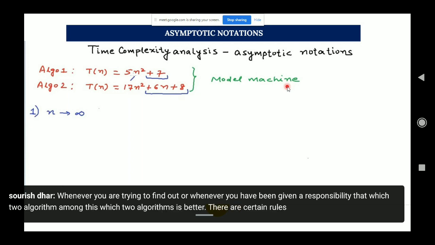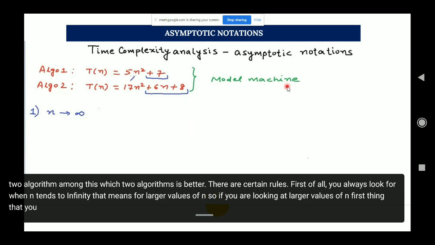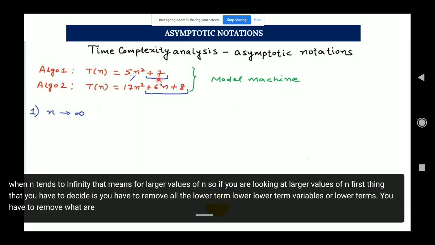First of all, you always look for when n tends to infinity. That means for larger values of n. So if you are looking at larger values of n, the first thing you have to decide is to remove all the lower terms. What are the lower terms? In the first case it is 7, and in the second case it is 6n plus 8.